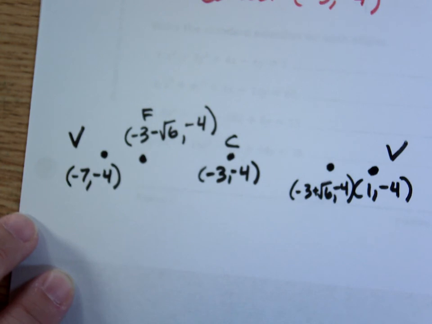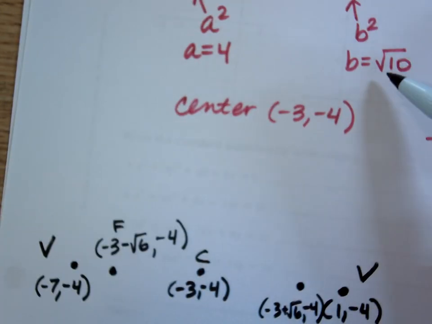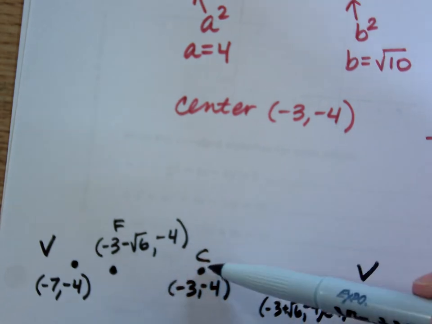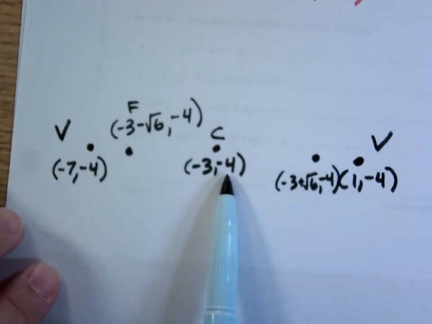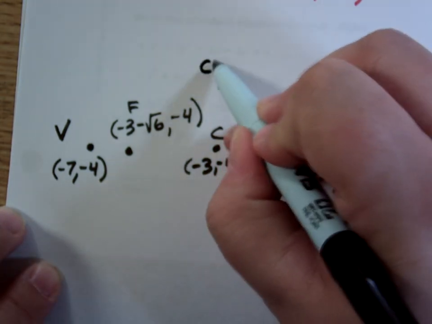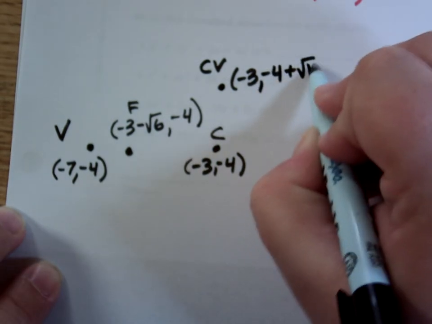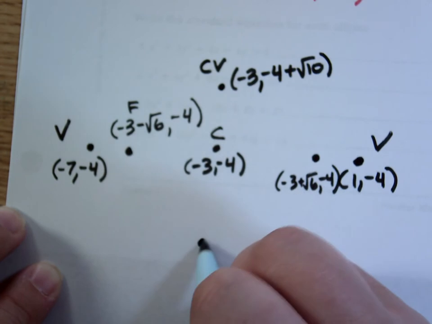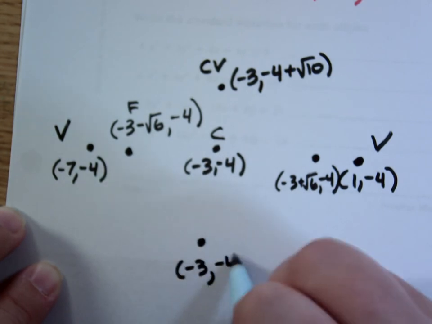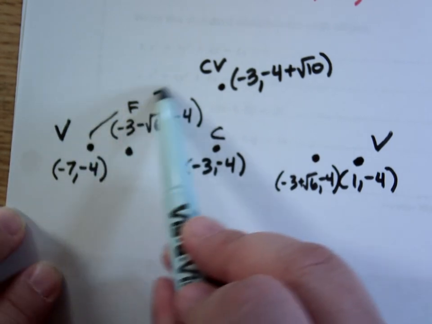Now going up and down to get to the co-vertices, I'm going to have to add and subtract square root of 10. That's the b. But I'm not going to add and subtract square root of 10 from the x value here because I'm not going left and right, I'm going up and down. So the thing that's going to change is this -4. So directly above that I'm going to have -3 doesn't change, -4 plus square root of 10, and down here -3, -4 minus square root of 10. If you're going down it's minus, up it's plus. So here's my ellipse.